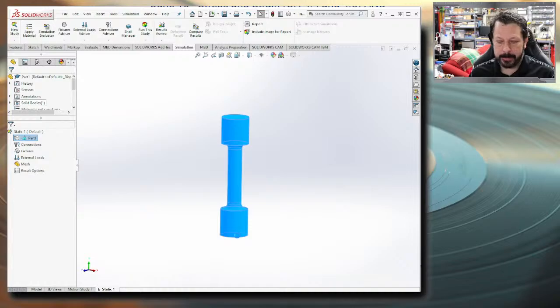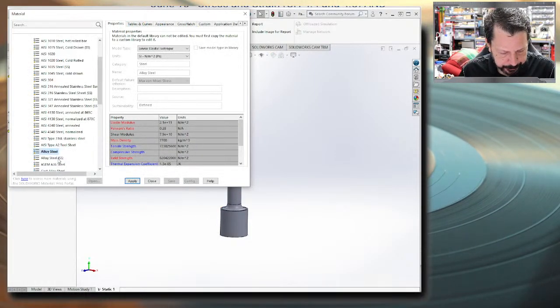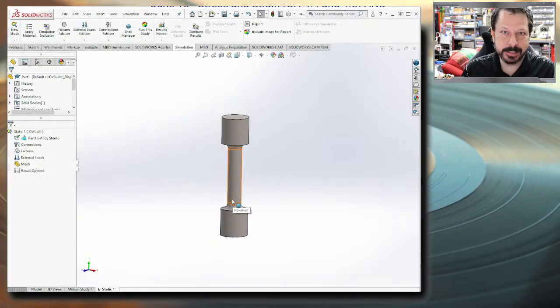And we're going to simultaneously record both of those pieces of data over and over, multiple times a second, and we'll be able to plot the result of force versus displacement on an XY type of plot. Here are our materials. All right, we're just going to use this alloy steel, apply that to everything, and now this is some generic steel.